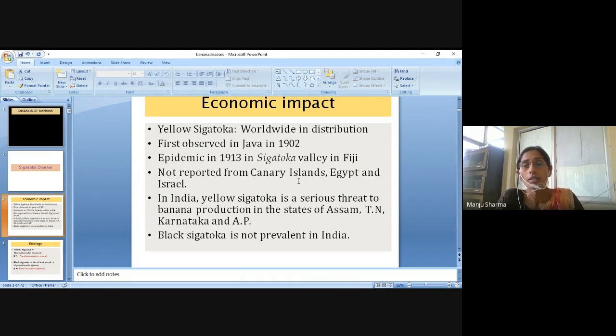Yellow Sigatoka is worldwide in distribution. It was first observed in Java in 1902 and became epidemic in 1913 in Sigatoka Valley in Fiji. That means in 1902 it was only observed, but it became epidemic during 1913 in Sigatoka Valley in Fiji. That's why the name Sigatoka disease was given, because it was epidemic in Sigatoka.